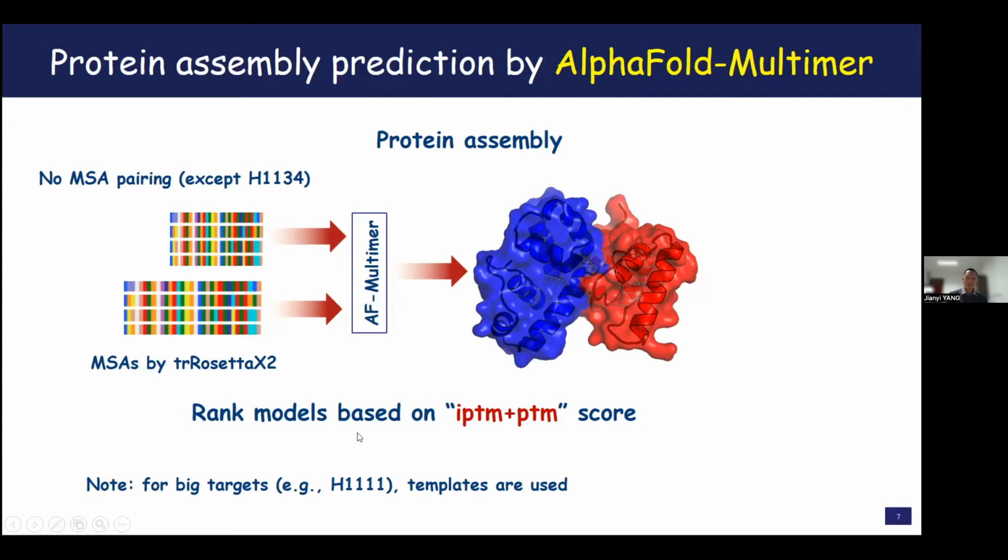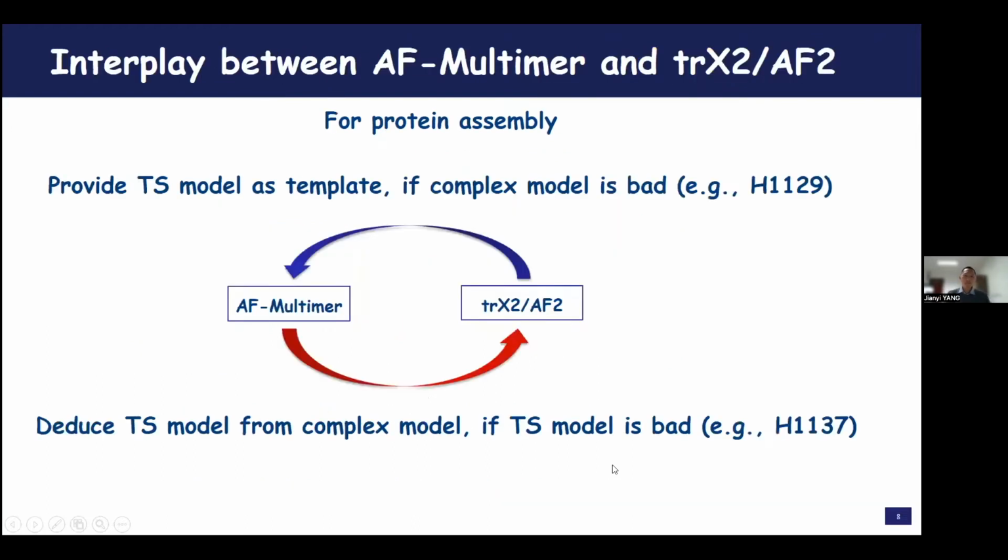For bigger targets, for example H1111, we also use templates. And we also try the interplay between AlphaFold multimer and the monomer models from TR-zeta X2 and AlphaFold 2. If the complex model is bad, mostly it is because the monomer structure prediction is hard for the multimer version. So we input the monomer model from the server models to the AlphaFold multimer pipeline. And also for targets with strong interchain interaction, we deduce the monomer model from the complex model.